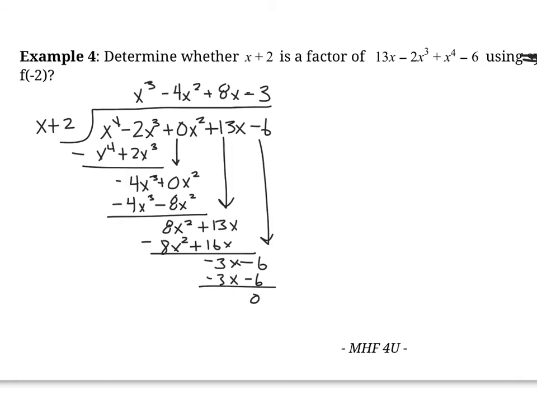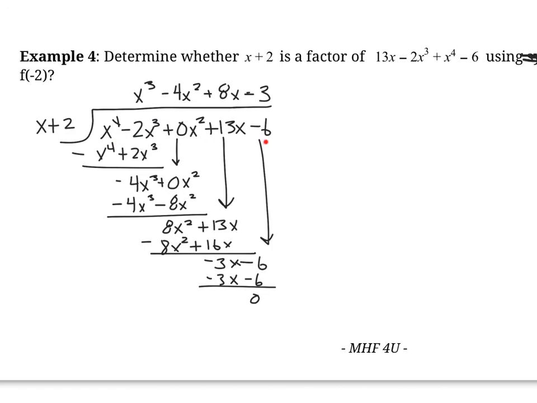So if you've done it properly, we should have a quotient of x to the power of 3 minus 4x squared plus 8x minus 3 and a remainder of 0. And this is the first time we've seen a remainder of 0. And we know that if we're dividing a number into another number and we get a remainder of 0, that means it goes in evenly. No remainder means that this guy's a factor.